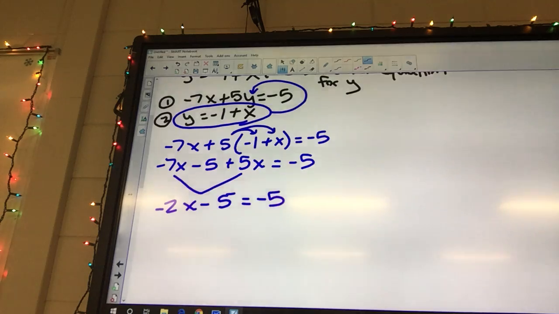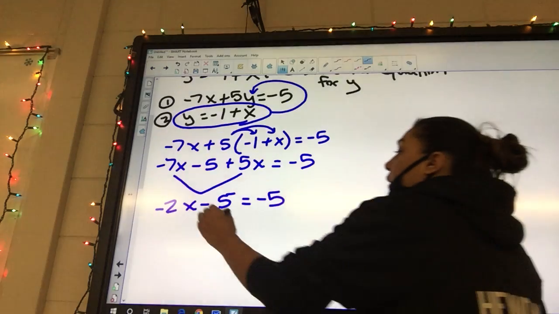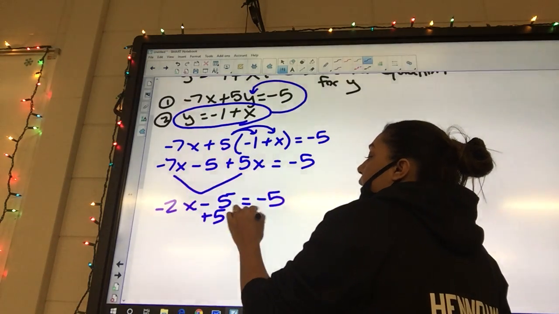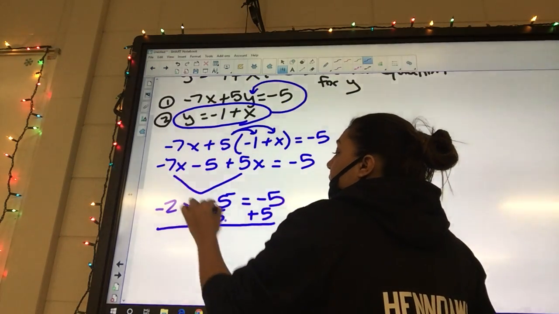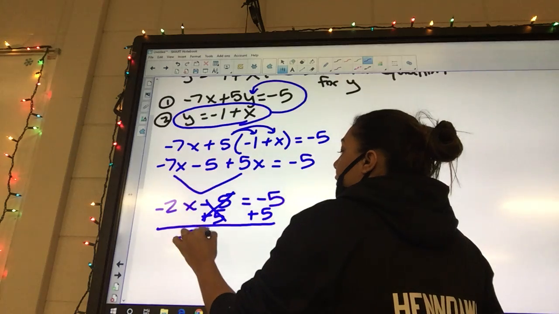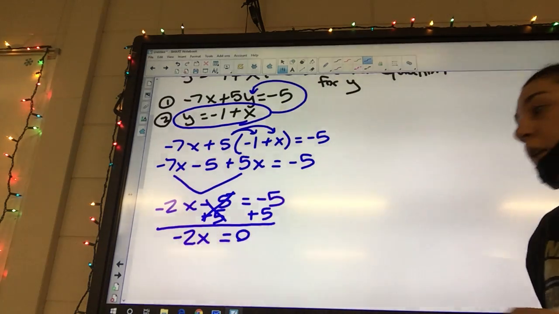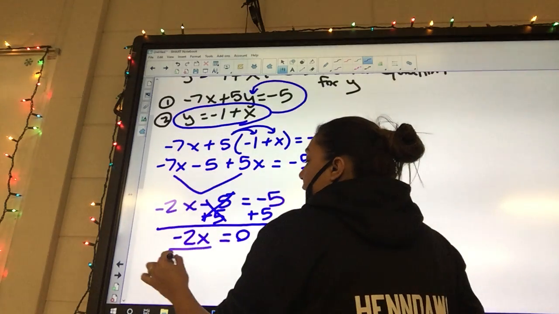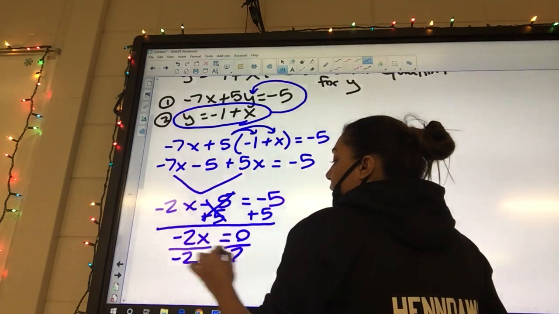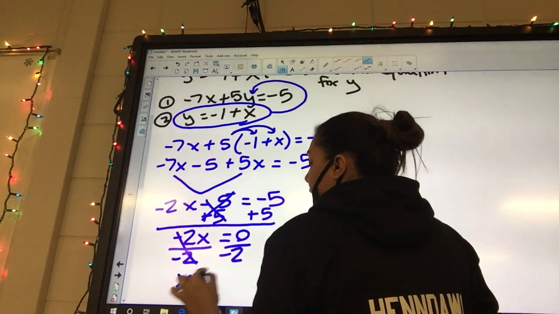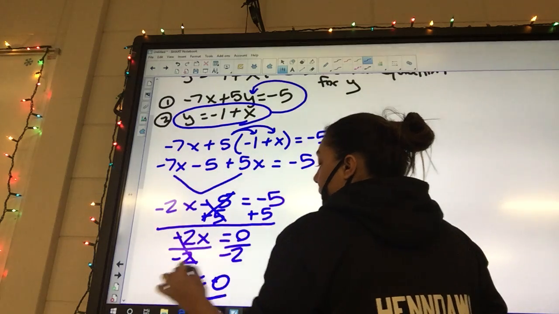What's next? Okay, so we add 5 to both sides. I got -2x equals 0. Okay, and then we can divide by -2. Divide by -2. So I got x equals 0.